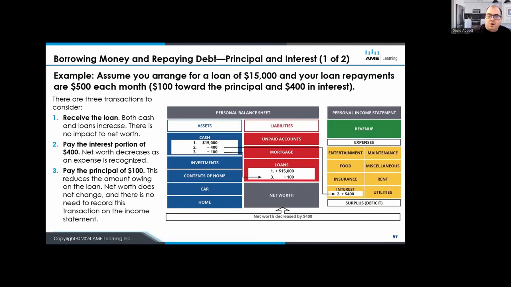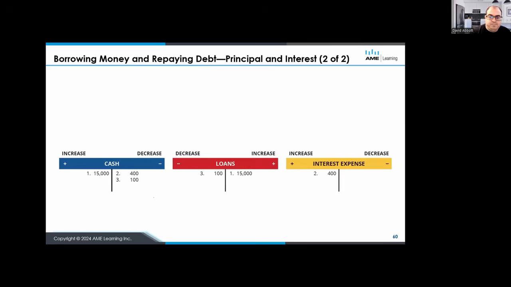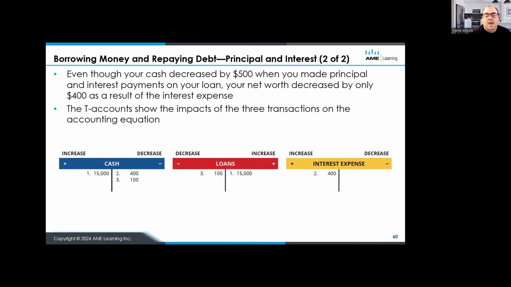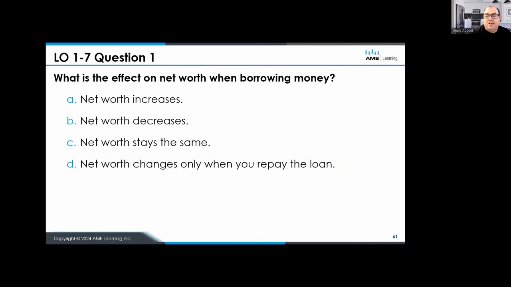So you paid $500 each month. $100 goes to principal and $400 went to interest, and we talked about that. Now, even though your cash decreased by $500 when you made principal and interest payments on your loan, your net worth decreased by only $400 as a result of your interest expense. The T accounts show the impact of the three transactions on the accounting equation. So we see that.